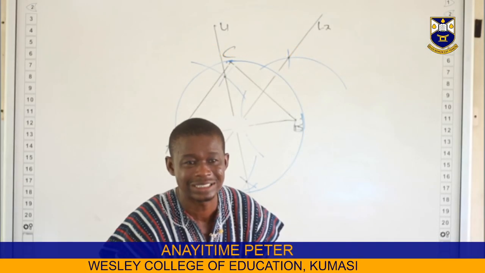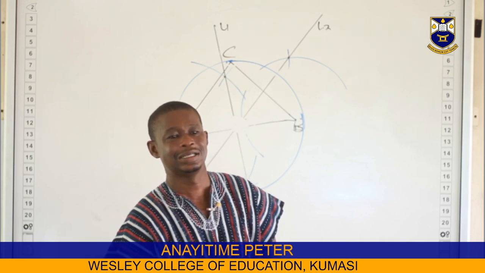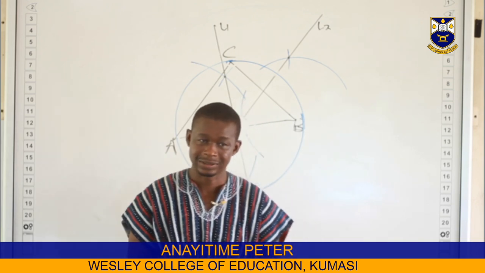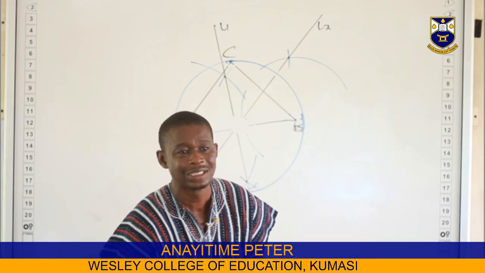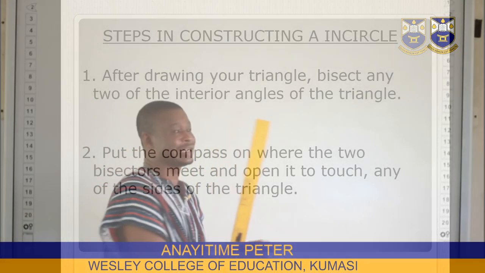So let's look at how to construct the incircle. So what are the steps? Step 1. Just as we did for the circumcircle, this one too, we will draw or construct our triangle.